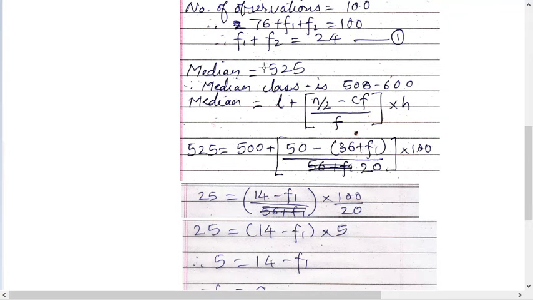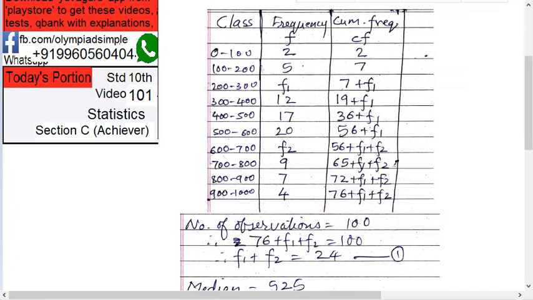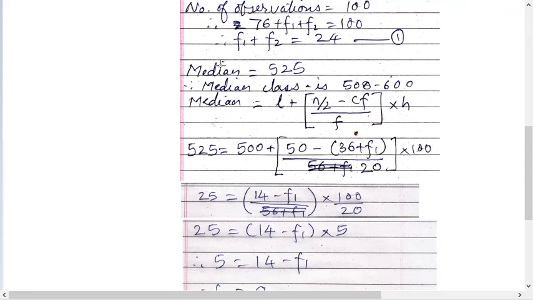Now median is given as 525. So it will lie in which interval? See this, 525 lies where? It will lie in 500 to 600. So this is the median interval. Now we have to work on this only, 500 to 600. Formula for median is L plus, in bracket, n upon 2 minus Cf upon f, bracket close, into h.